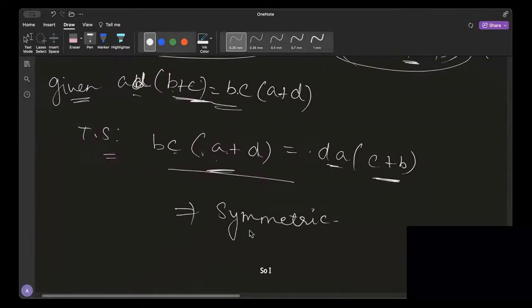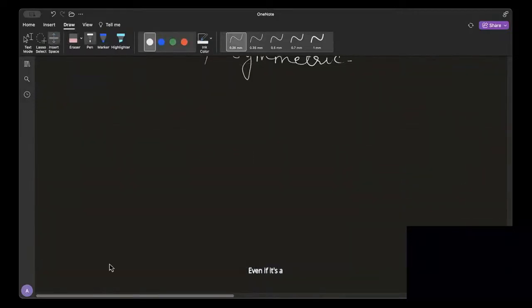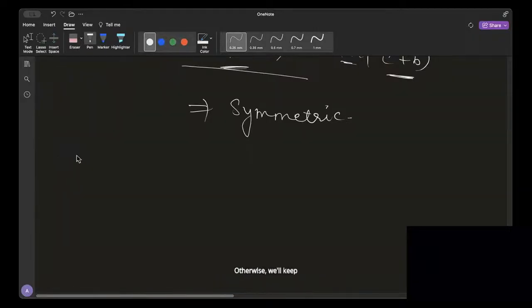So I'd like to encourage the people who have any doubt to ask them here. Even if it's a very little doubt, that's fine. Otherwise, we'll keep going on like this. So let's move to transitive.